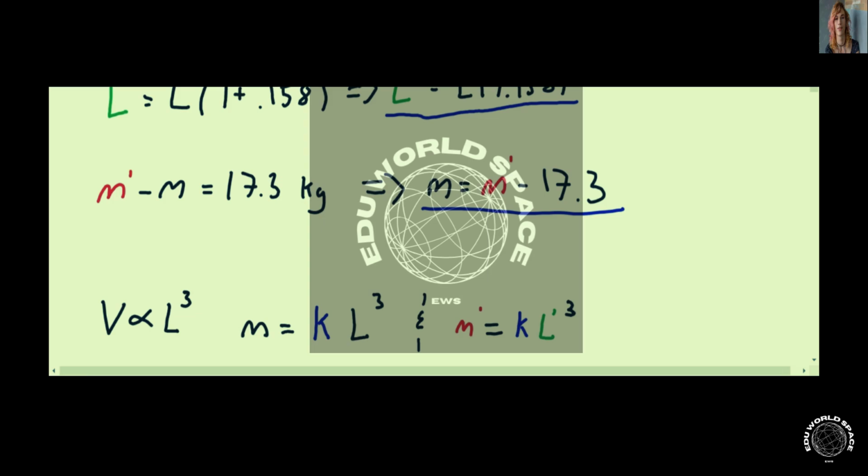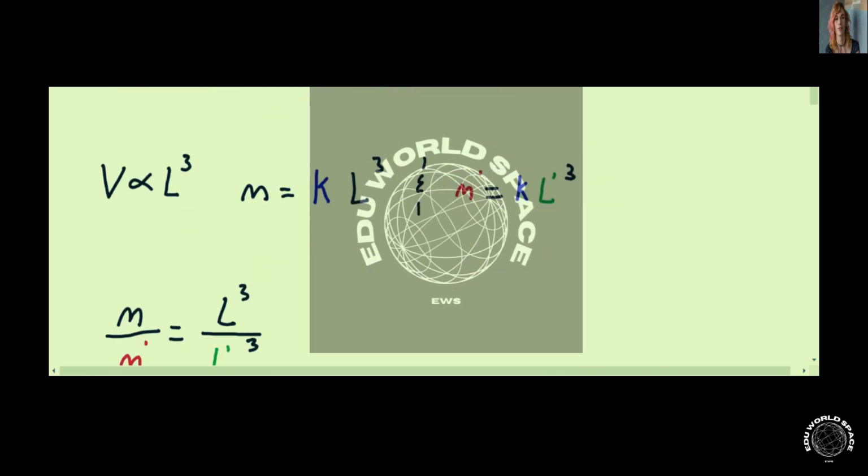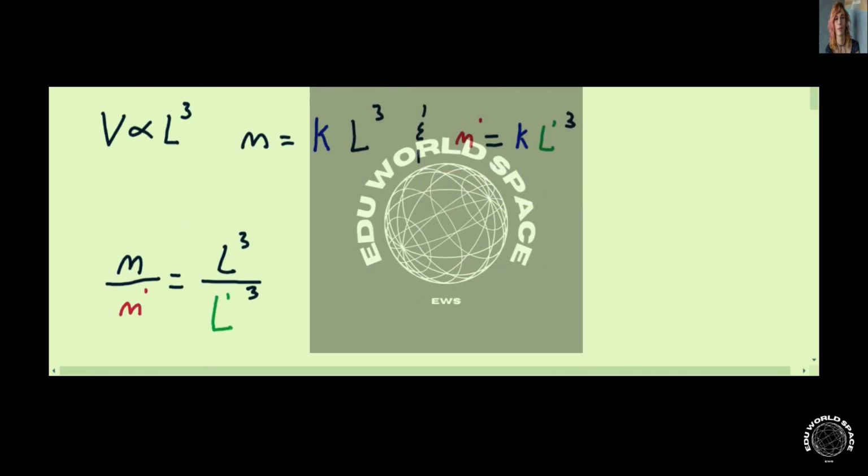The whole point of all this is that we can make a proportion with m's and l's. We have m over m prime is equal to l cubed over l prime cubed. And that's basically what I was trying to get at with that first sentence. We have our masses being proportional to the length cubed, and we can write this equation here, which is very true. We don't need to incorporate k in here because it's a constant and they'll cancel out.